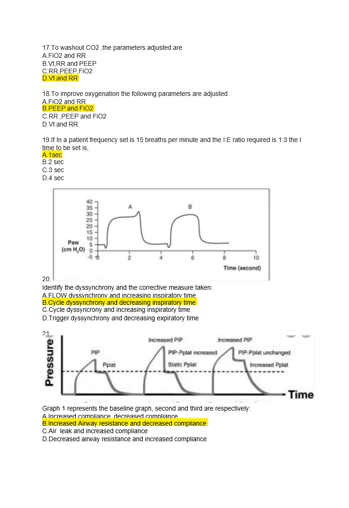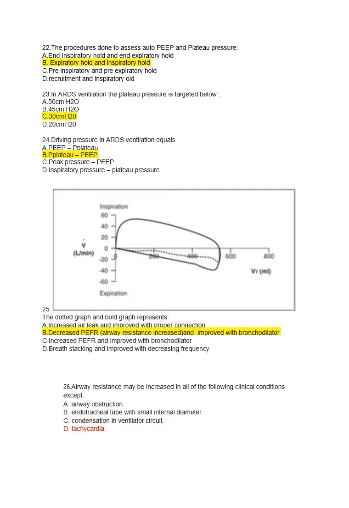And the third graph is showing a decreased compliance, and because of decreased compliance, both the peak inspiratory pressure and the plateau pressure are increased. As a result, the difference between the peak inspiratory pressure and plateau pressure will be unchanged, but both PIP and the plateau pressure will be increased. So the second graph corresponds to increased airway resistance, and the third graph corresponds to decreased compliance.